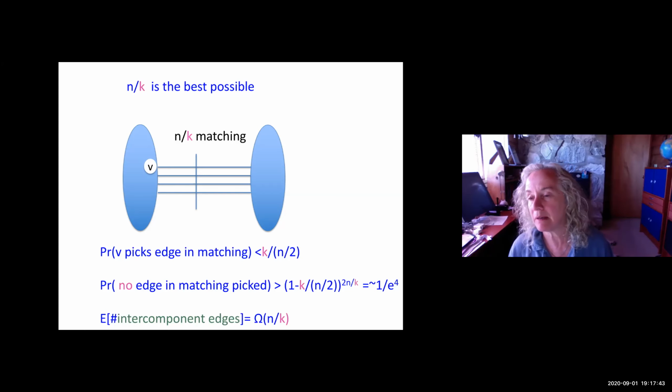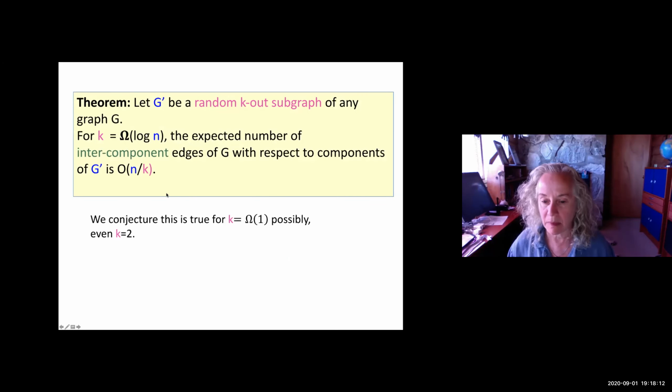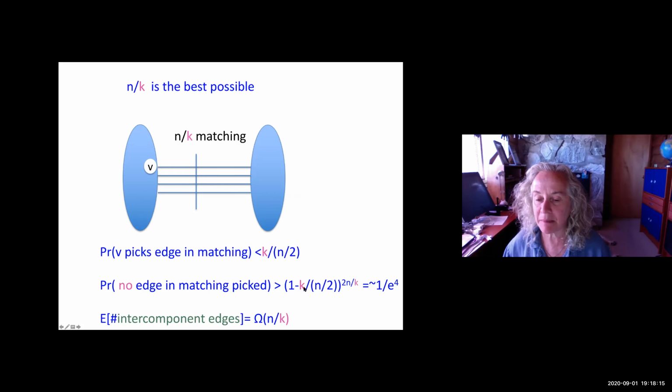So what is the probability that a node actually picks one of the edges in the matching? Well, a node is incident to n over 2 minus 1 other nodes, and in addition the edge in the matching. So the probability it picks the edge in the matching is less than k divided by the total number of neighbors it has. Sorry, I forgot I can use my mouse. So the probability that one of the edges in the matching is picked by one of the nodes is k over the total number of neighbors it has.